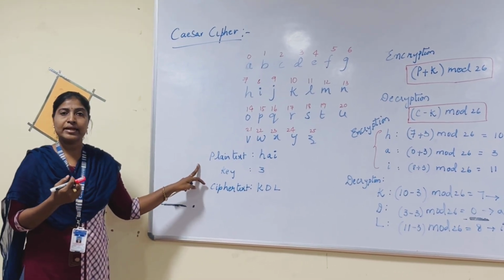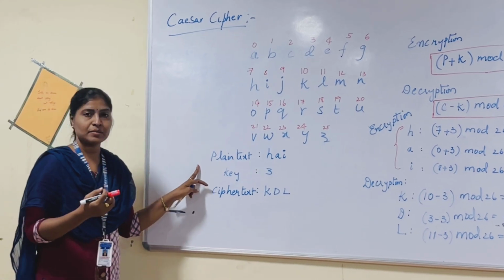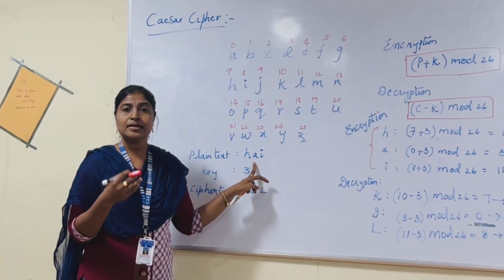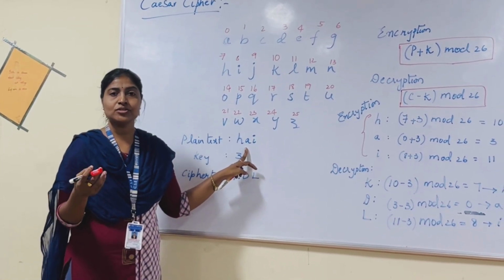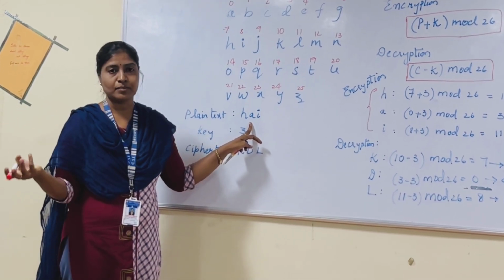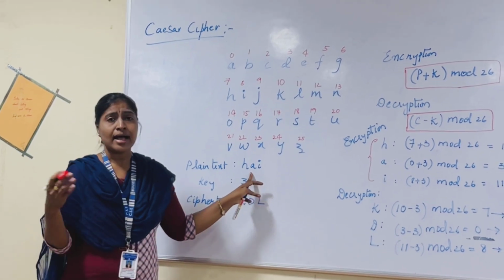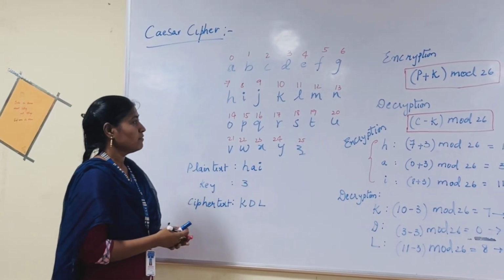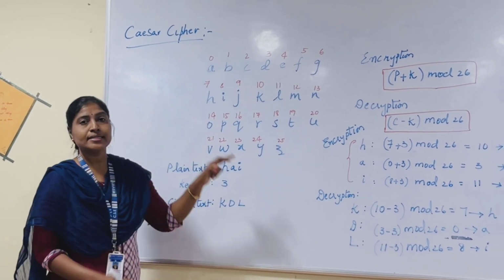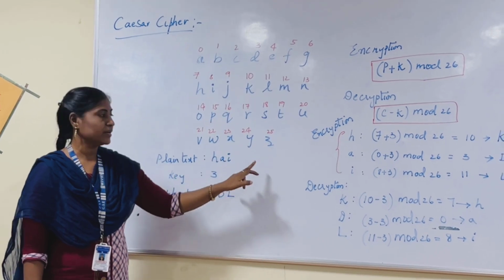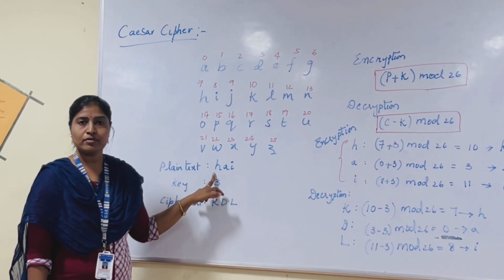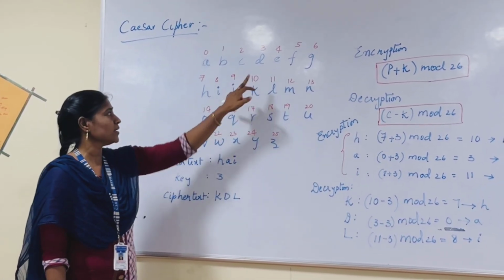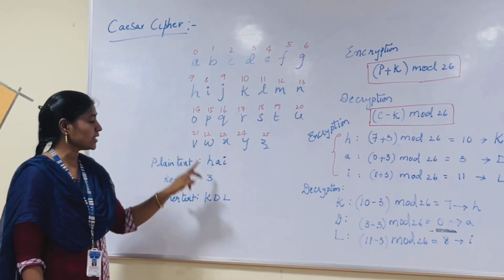Suppose for the plain text, I take the message hi. The sender's motto is to send the message hi to his friend, who is the receiver. As a notation, we follow lowercase letters for the plain text. First, as we already discussed, we have given numbers to the alphabets. For the alphabet H, the number given is 7 and the key value is 3.